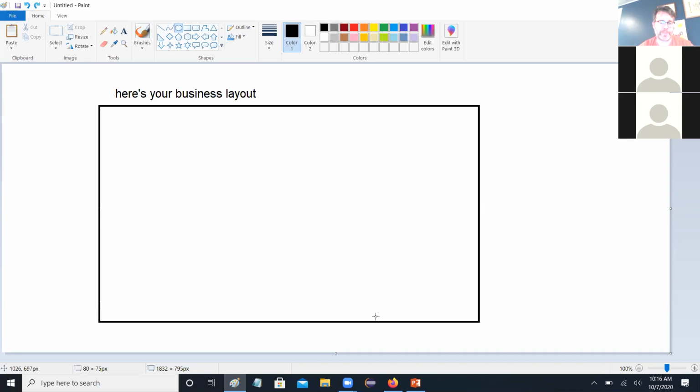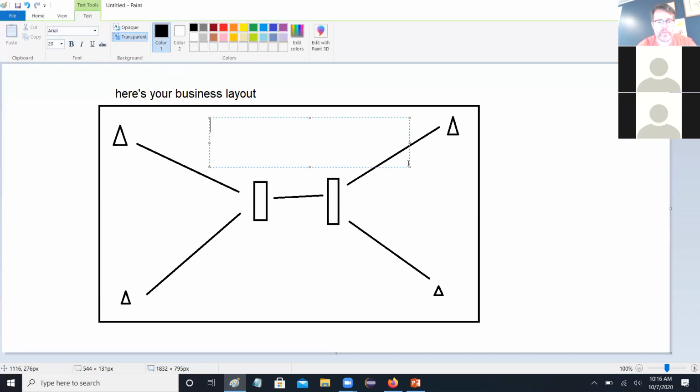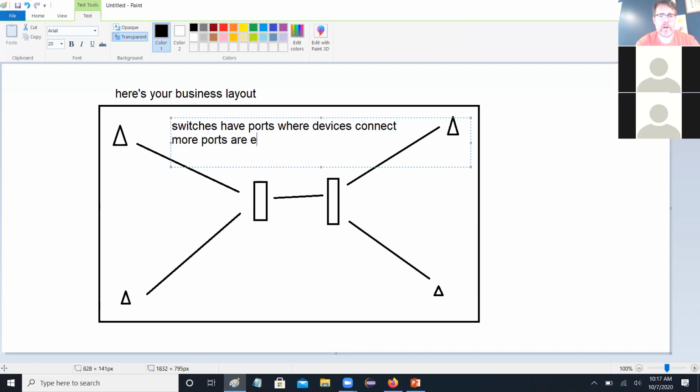Likewise, planning for growth, all of these wireless access points, however many you have, have to be connected through switches to various points in your system. So I'm going to put a couple wireless access points here. They're all going to be connected through these switches. Now, if you have a lot of devices, you are going to need a lot of switch ports, right? So switches have ports where devices connect. More ports are expensive, but can allow for growth.